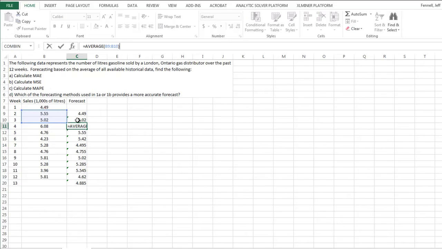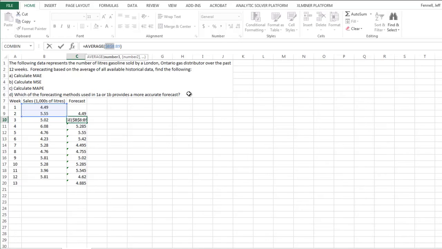Well, what we want to make sure is that we don't want period 1 to move. For period 3, we wanted it based on periods 1 and 2's average. For period 4, I want it based on 1, 2, and 3. For period 5, 1, 2, 3, and 4. So in our formula, we always want that first cell to stay as period 1. So our first cell reference needs to be an absolute reference. So I'm going to absolute reference my period 1 sales.